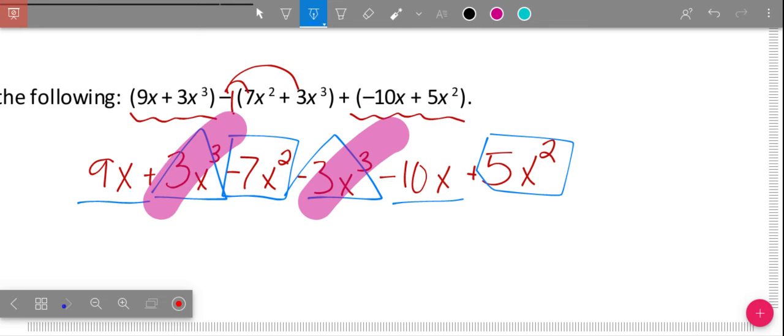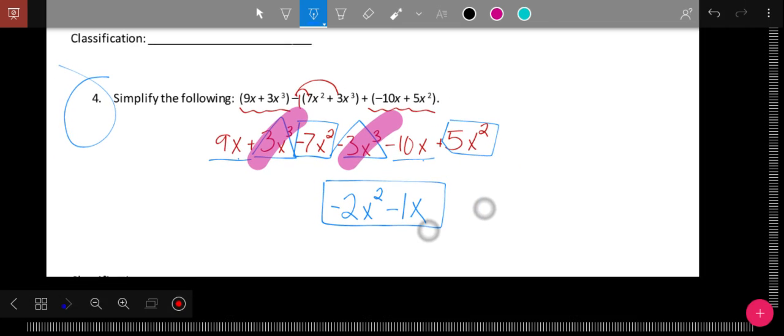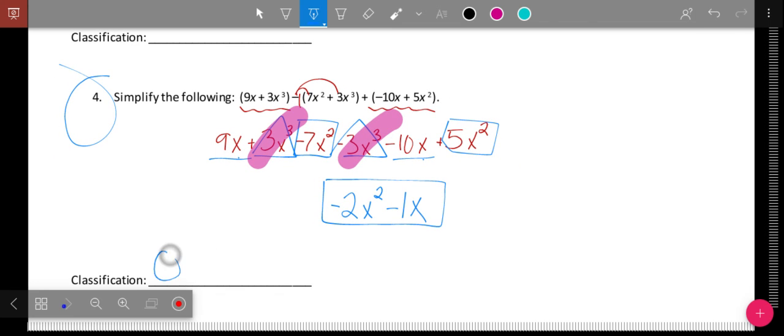Then I look at my squares. So -7 plus 5 gives me -2x squared. And then 9 minus 10 gives me -1x. So that's going to be my final answer. If I were to classify that, my largest exponent is a 2, so that's going to be quadratic.